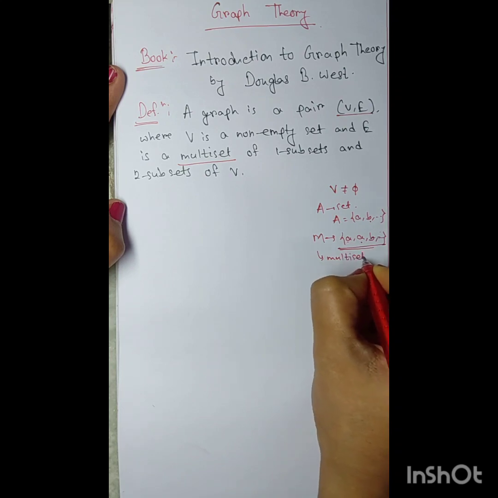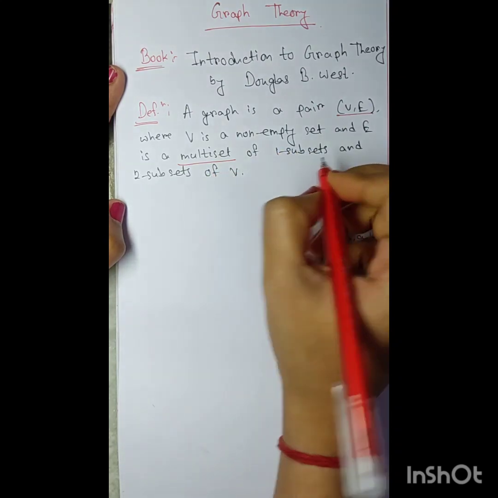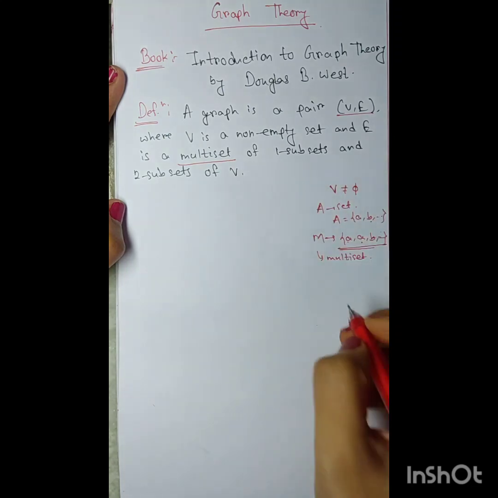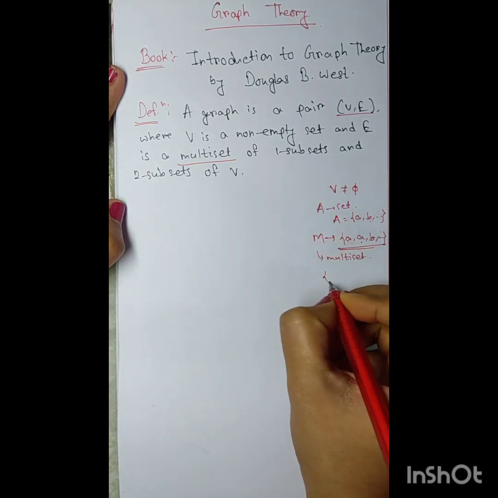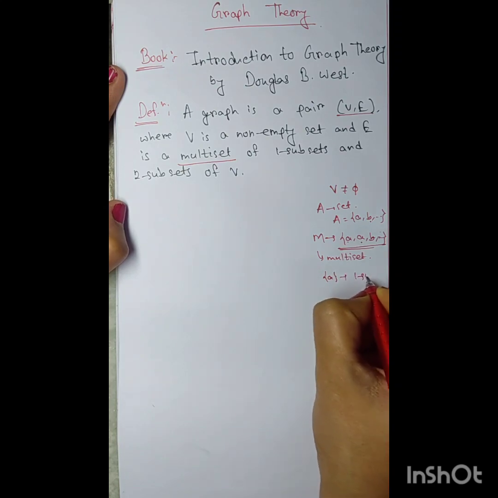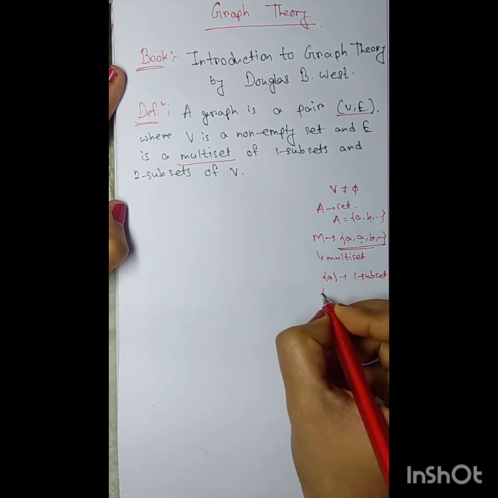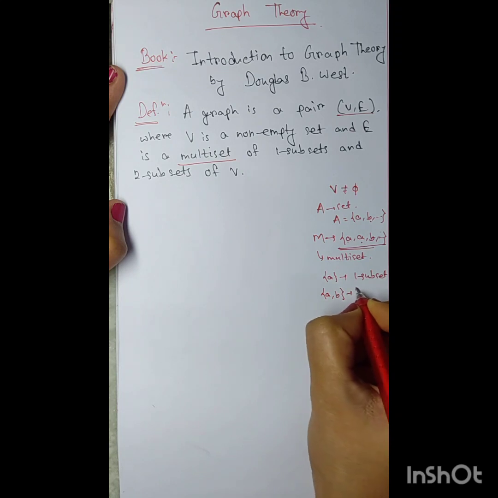Now E is basically a multiset of one-subsets and two-subsets of V. What is a one-subset? For example, for this set, here {A} is a one-subset, and {A, B}, if we consider it, is a two-subset.